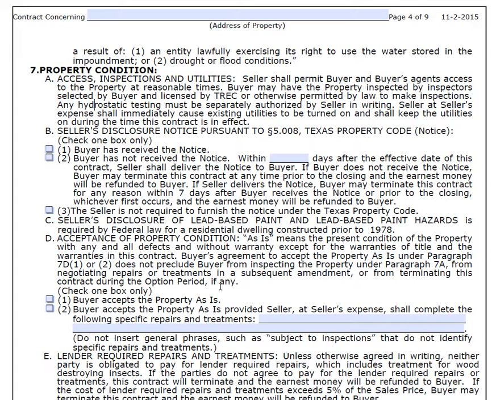Let's look at 7D. As is means the present condition of the property with any and all defects and without warranty. Buyer's agreement. This is a very important sentence right here. Buyer's agreement to accept the property as is under paragraph 7D1 does not preclude the buyer from inspecting the property, negotiating repairs or treatments in a subsequent amendment, or terminating this contract during the option period. So normally you're going to check 7D1. Buyer accepts the property as is.